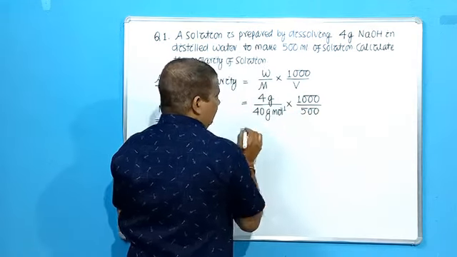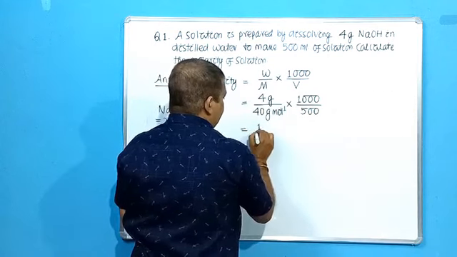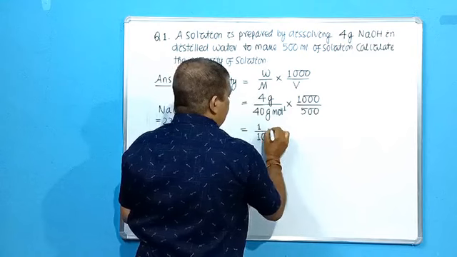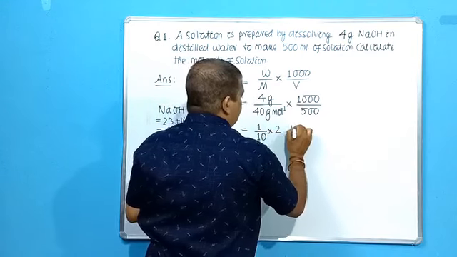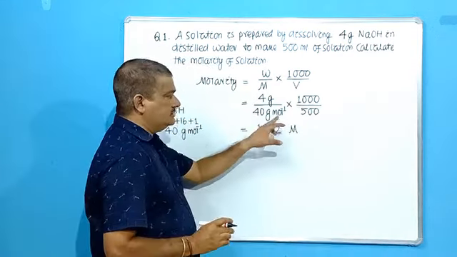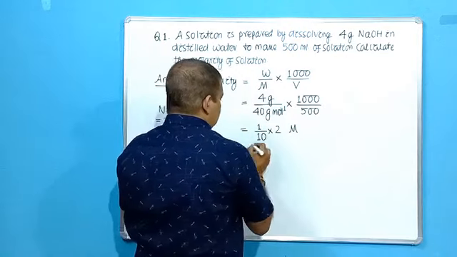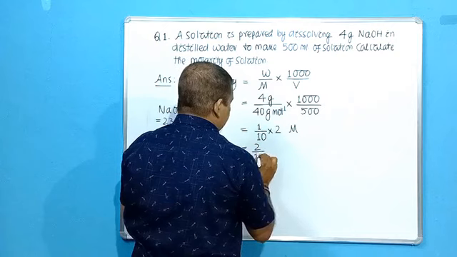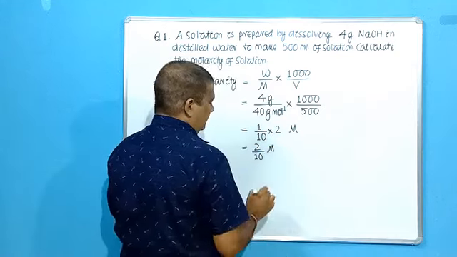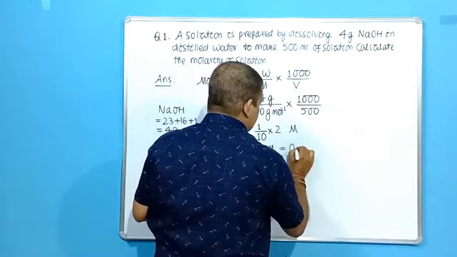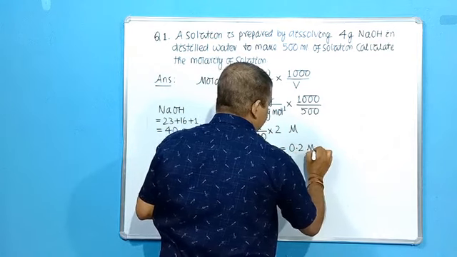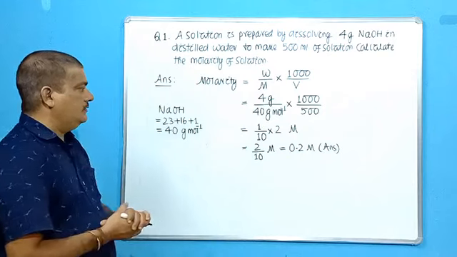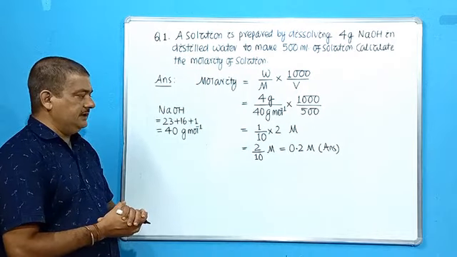So it will be 4 by 40. That means 1 by 10 into 2 unit will be number of moles or capital M. That means it will be 2 by 10 molar. That is 0.2 M. This is the answer. Okay. So this is how you have to solve the numericals.